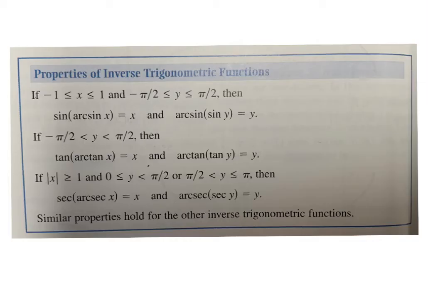If x is between -1 and 1, and y is between -pi/2 and pi/2, the sine of the arcsine of x is x, and the arcsine of sine y is y. These were the strange ones we did in pre-cal. So basically you're working from the inside out. As long as the inside meets the criteria of the function, it's just going to counterbalance itself.